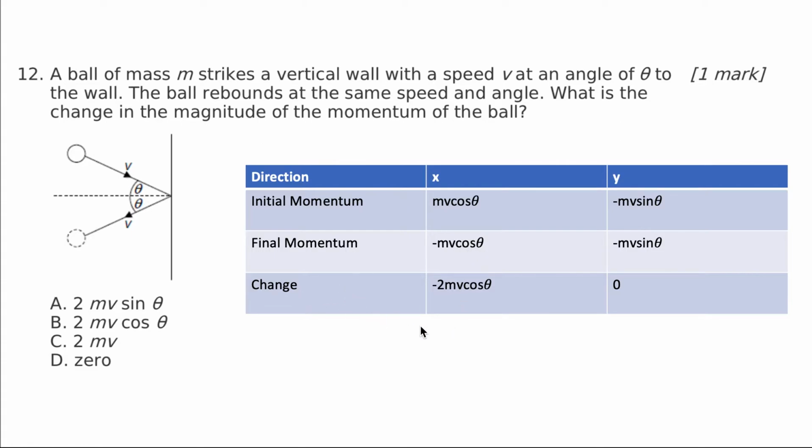If we find the change, then it's just the final, take away the initial, and we've got minus 2mv cos theta in the x direction, and therefore 0 in the y direction, because minus of the same number gives us 0. In this case, we end up with 2mv cos theta.